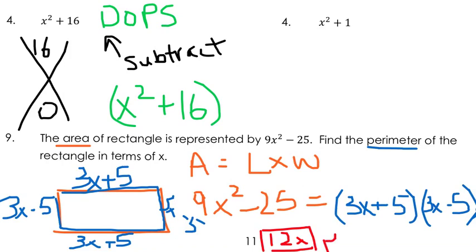That's my perimeter. So we used our knowledge of factoring and difference of perfect squares to break this up into its length and width, and then we were able to find the perimeter. Make sure all your practice problems are done for class tomorrow, and have a great night.